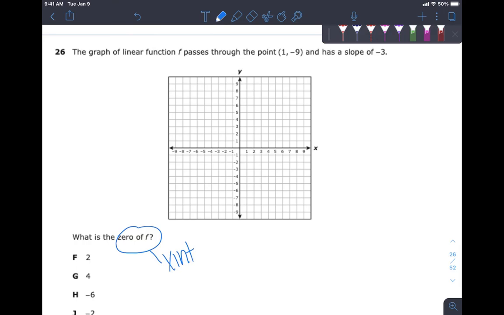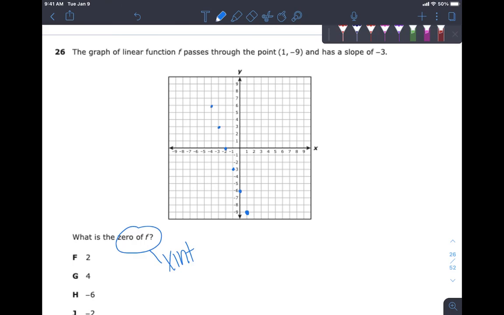So we have a lot of different ways we can do this. We could make an equation and plug in y equals 0. We could graph this and then look at it. There's lots and lots of different ways. If I was to do this by hand, I would say 1, -9, and I would do my slope. So down 3, right 1, which I can't do because there's no more graph. So I'll go opposite, up 3, left 1. And I'll keep on doing that until I run out of graph.